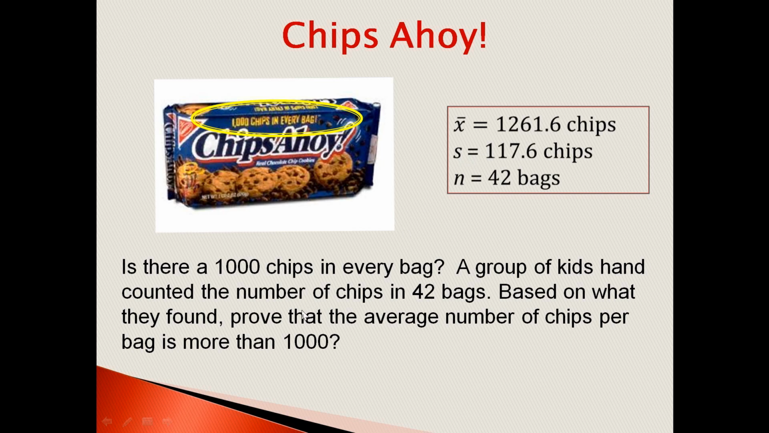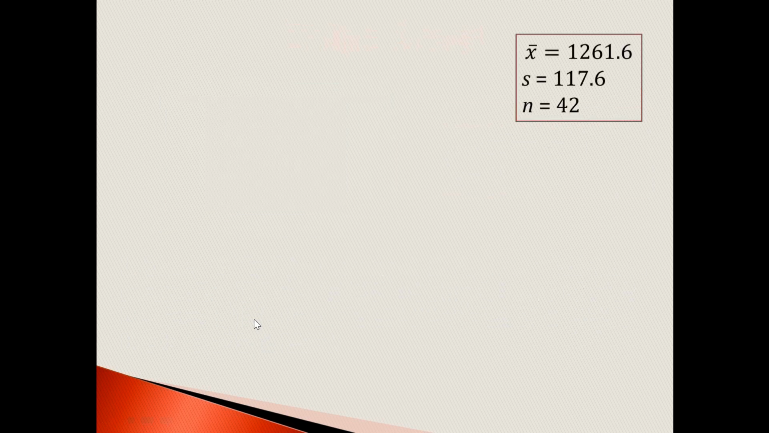And the question is, prove that the average of chips per bag is more than 1,000. Again, the word prove means I need to do a hypothesis test. So the first thing that you need to do is to state the null and the alternative. In this case, the null is that the average is 1,000. The alternative is that the average is larger than 1,000.